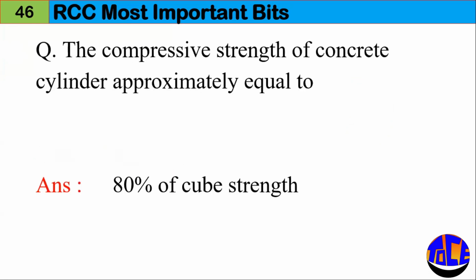Question number 46. The compressive strength of a concrete cylinder is approximately equal to 80% of the cube strength. That means the cylinder strength is less than the cube strength.